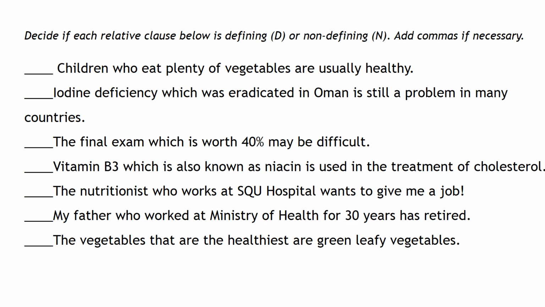The following sentences don't have commas. That means you need to read them to understand which ones have defining or non-defining relative clauses. Children who eat plenty of vegetables is the subject in the first one. So this one is defining.